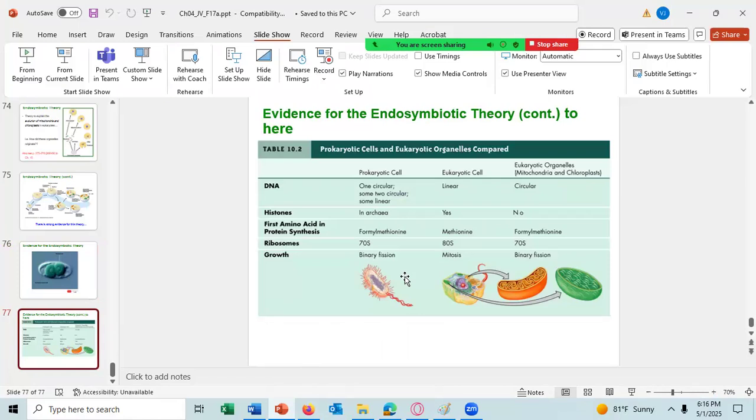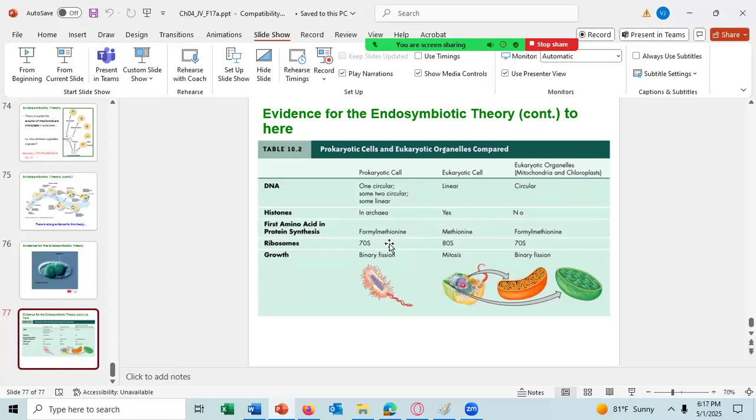If we look at the DNA of the prokaryote cell, the DNA is usually one circular molecule. The DNA of a eukaryote is a linear molecule. If we look at the DNA of a mitochondria and a chloroplast, it's circular DNA. We don't find any histones in the DNA of a bacteria cell. You do find histones in the DNA of a eukaryote chromosome. There are no histones in the DNA of a mitochondria and the chloroplast.